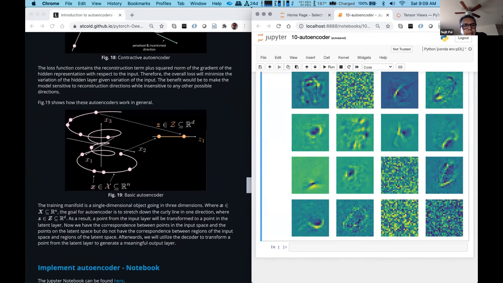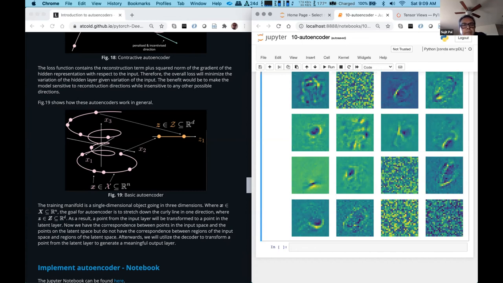This diagram, I wasn't able to fully understand. They have this three-dimensional thing here, and it looks like this spiral is the manifold. And I'm not really sure what he means by the Z being an element of, I guess this is latent space. So he's talking about some kind of linear latent space here. So, yeah.